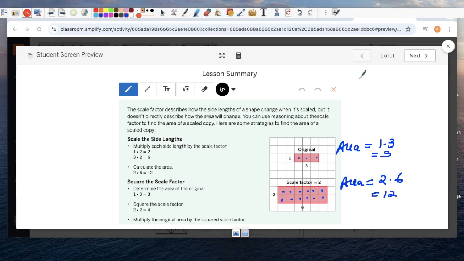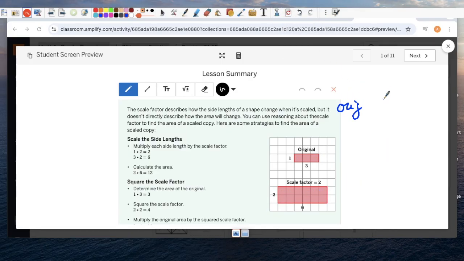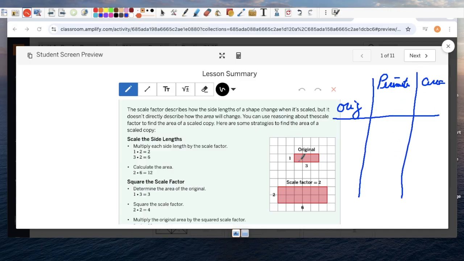Now, if you notice what we did today, let me rewrite this. We wrote original. We write perimeter here, and area. So let's go over what we did today. In the original shape, the perimeter is 1, 2, 3, 4, 5, 6, 7, 8. To walk around that shape, it's 8 units. The area is 3.